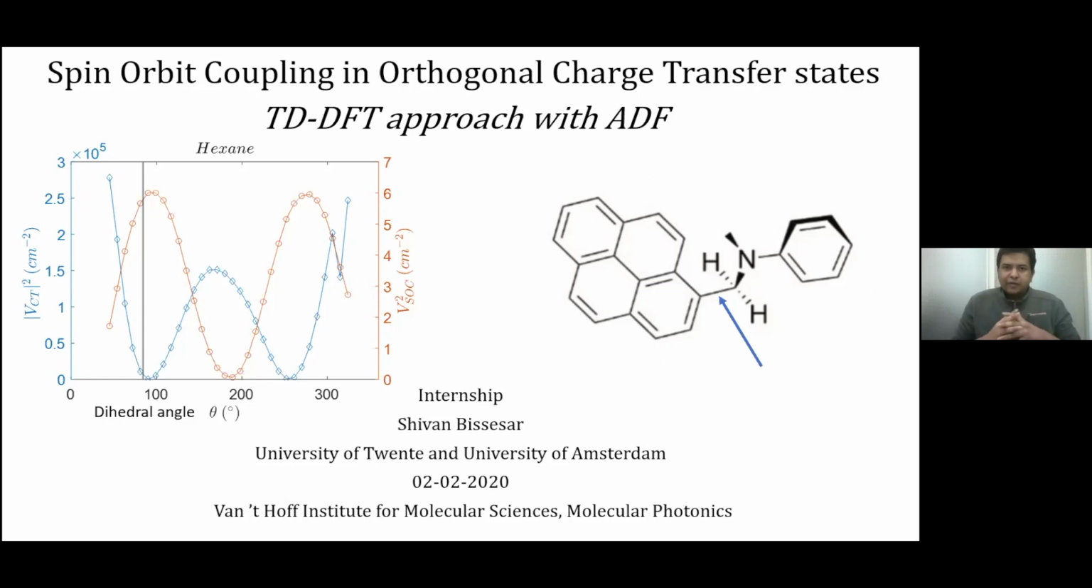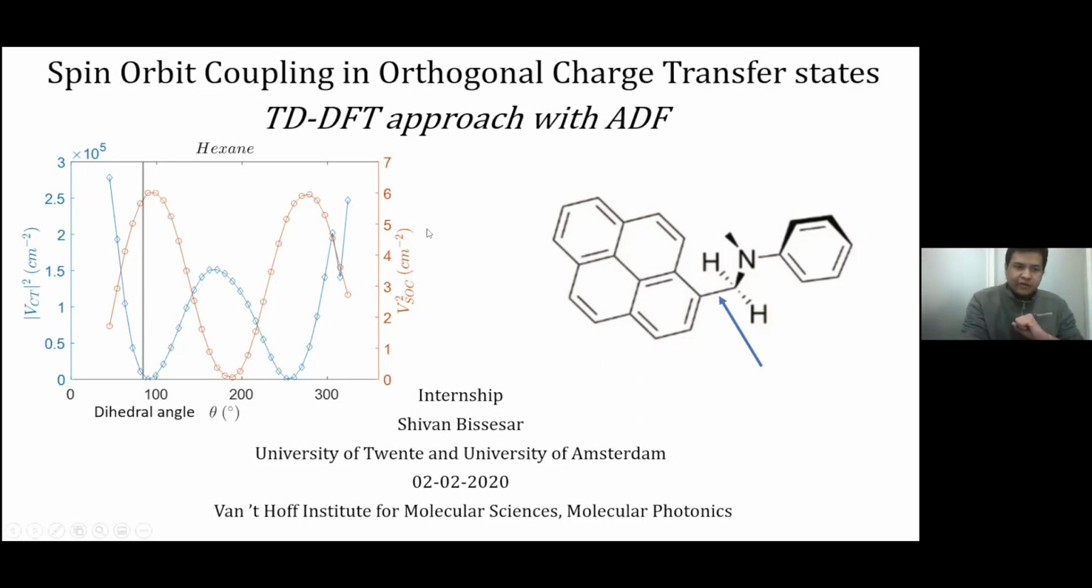I will talk about spin-orbit coupling in orthogonal charge transfer states, and I will start by showing you some of the results which I like the most. Here we see the matrix element for spin-orbit coupling in wave numbers, as well as the electronic coupling which facilitates charge separation for a molecular electron donor-acceptor system containing pyrene and dimethylaniline.